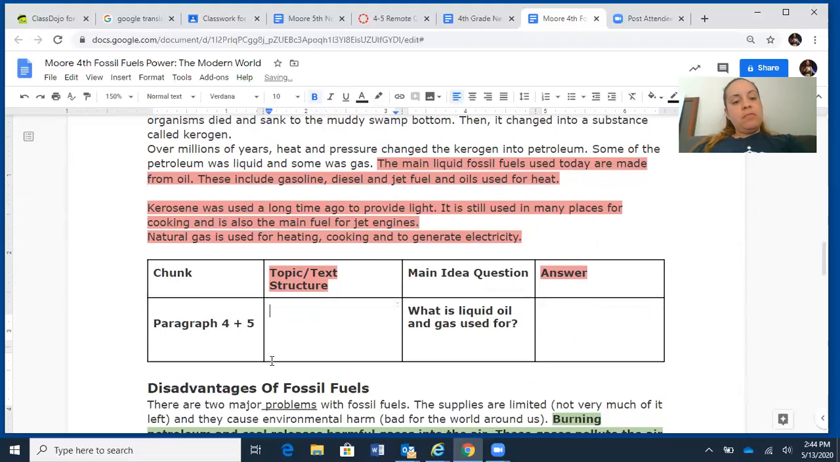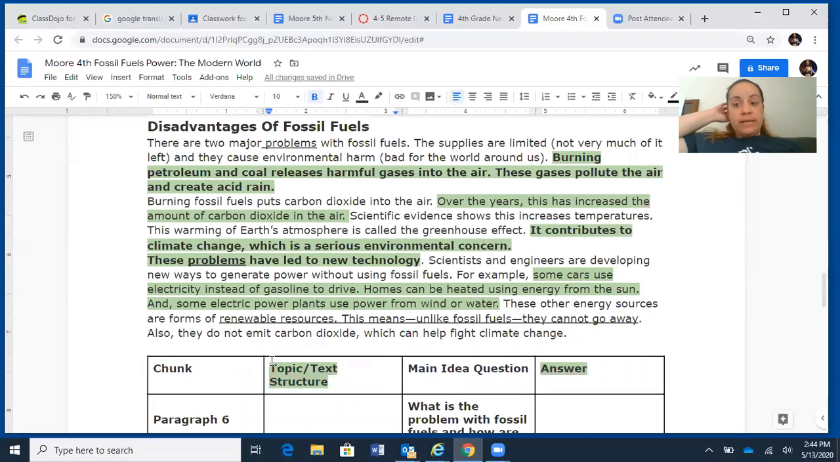All right, for the last one, I'm not going to tell you what these are. I'm not going to type it in there, but we will talk about it. Disadvantages of fossil fuels. There are two major problems with fossil fuels. I see the word problem. That already gives me a hint for the text structure. The supplies are limited, which means not very much of it is left. And they cause environmental harm, which means it's bad for the world around us.